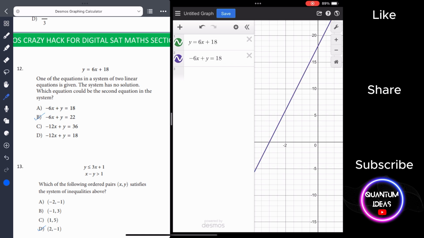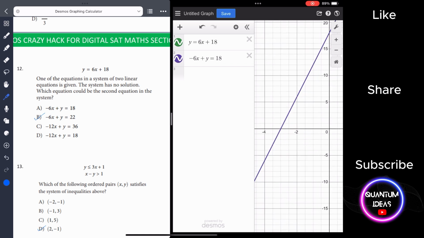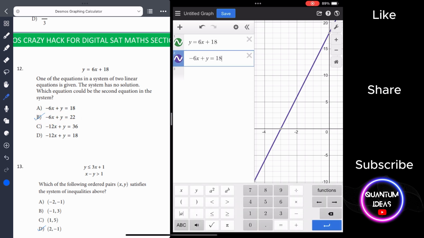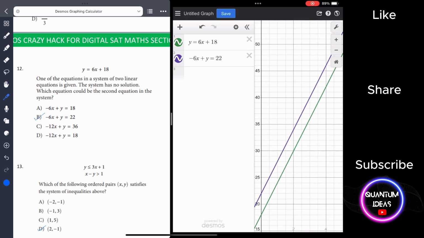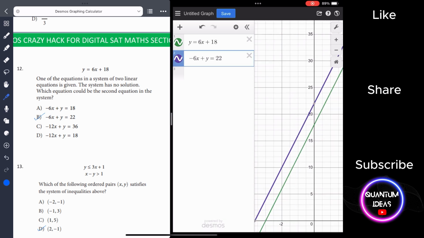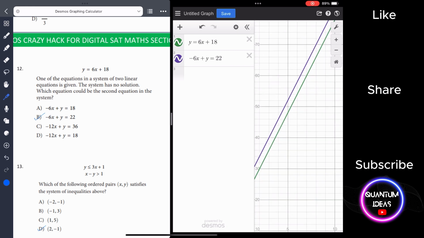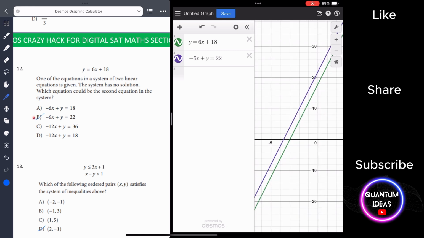Now to plug in another, don't delete this. For the second line, just edit it. Just go ahead and type it like this. You can see here these two lines are parallel. It means they will have no solution, right? They will never meet. So our answer B is correct.